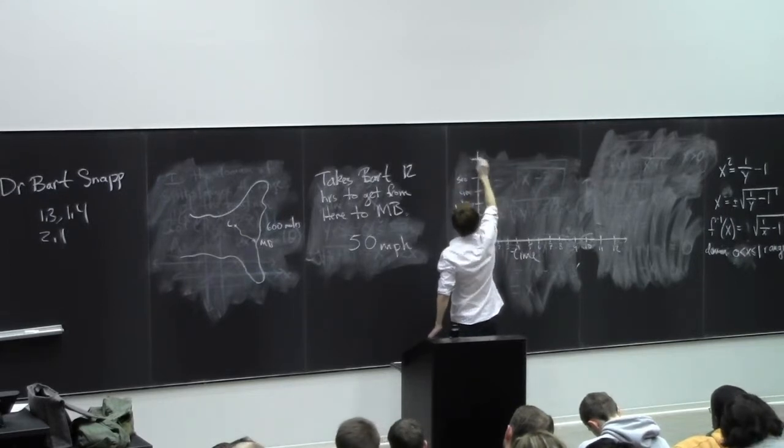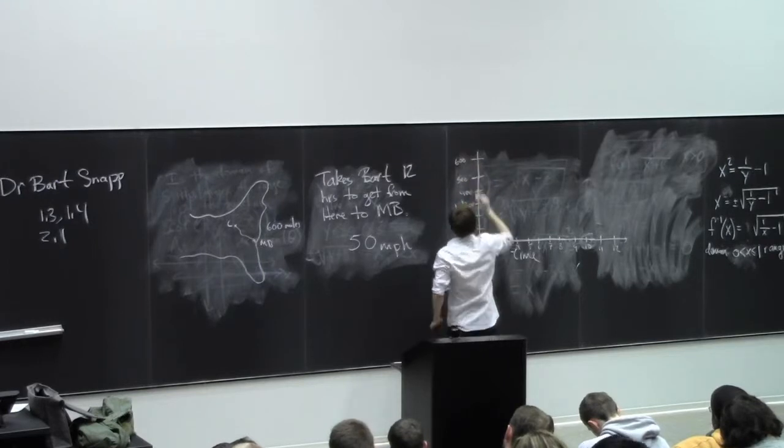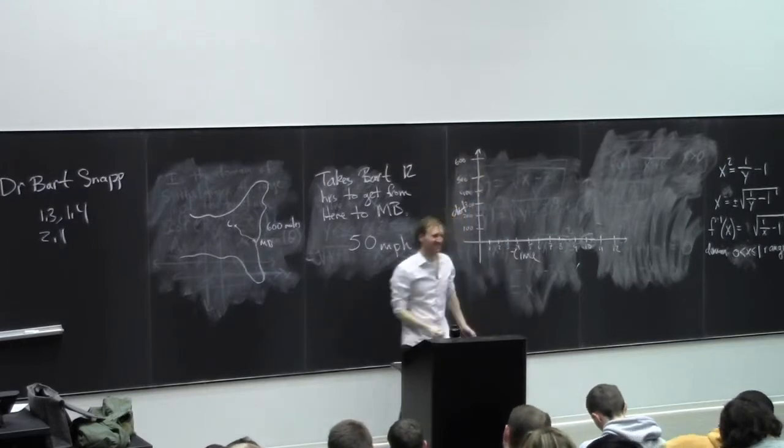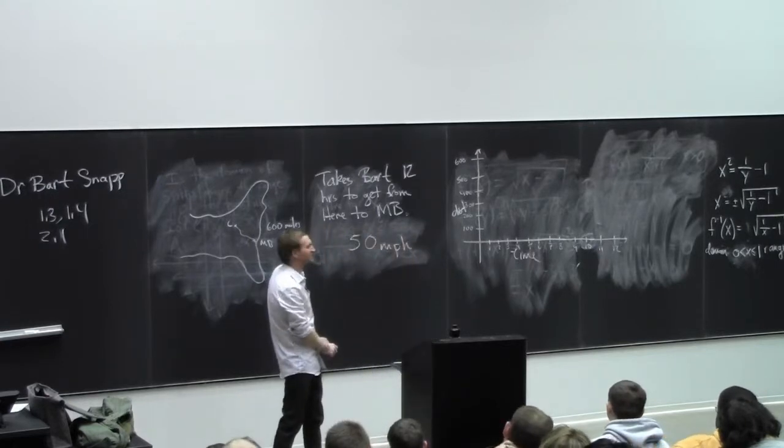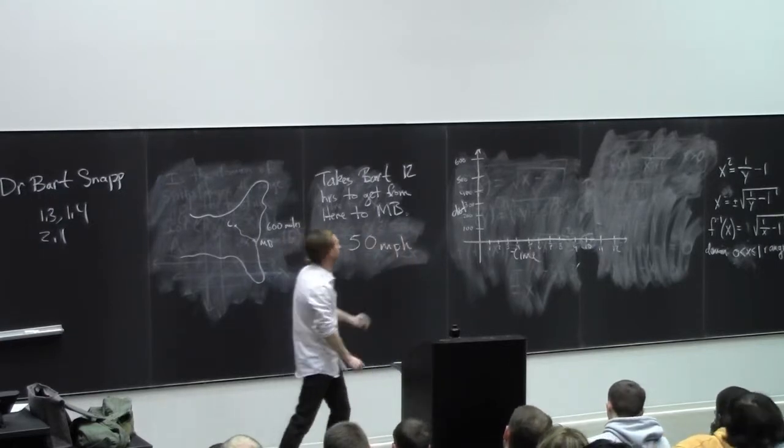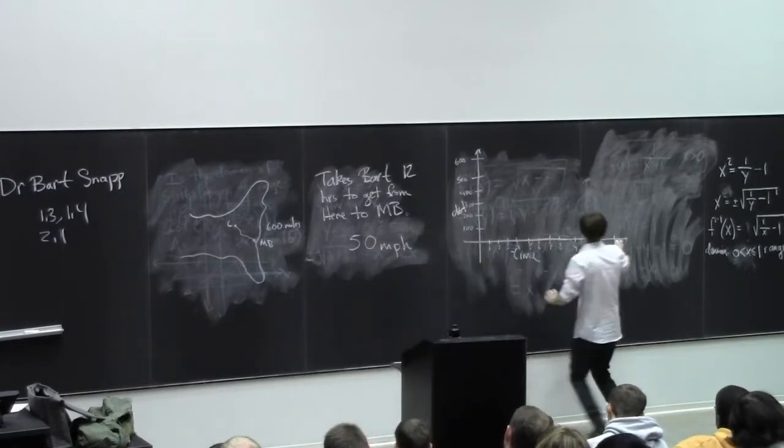100 miles. Nobody answered. 600 miles. We're going to Myrtle Beach. Okay, and how long did it take us? Took us 12 hours to go 600 miles.